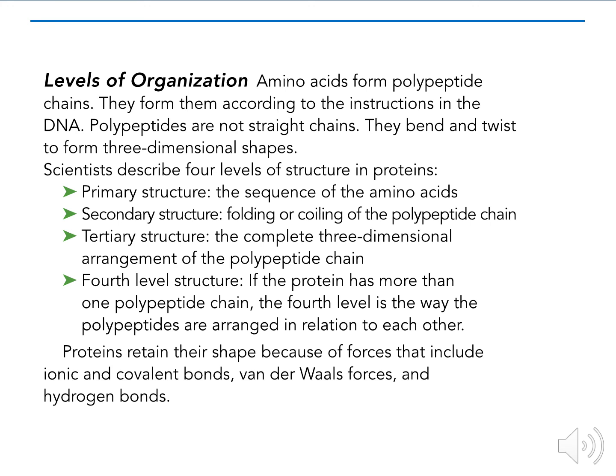Polypeptides are not straight chains. They bend and twist to form 3D shapes. Scientists describe 4 levels of structure in proteins. The primary structure is the sequence of the amino acids. The secondary structure is the folding or coiling of the polypeptide chain. The tertiary structure is the complete 3-dimensional arrangement of the polypeptide chain. The 4th level, if the protein has more than one polypeptide chain, is the way the polypeptides are arranged in relation to each other. Proteins remain in their shape because of forces that include ionic and covalent bonds, van der Waals forces, and hydrogen bonds.